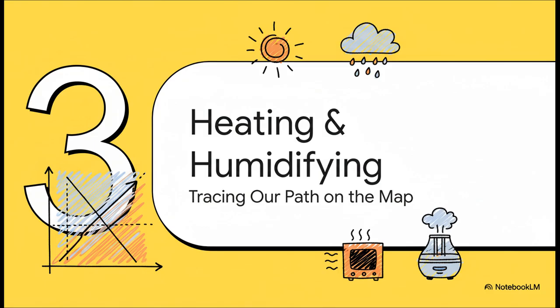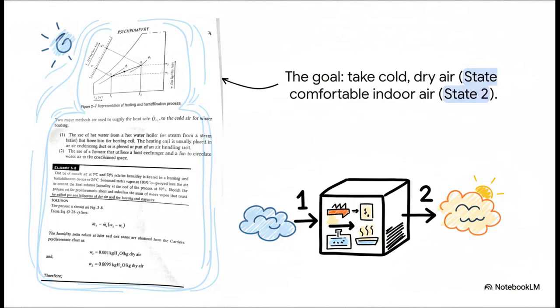All right, so now that we can read our map, let's actually use it for something. We can trace the journey of an air conditioning process, like taking that cold, dry winter air and making it warm and comfortable. So here's our mission. We're starting at what we'll call State 1. That's the cold, dry air outside. And our destination is State 2, the warm, cozy, and comfortable air we want inside. The HVAC system is basically the vehicle that takes us on this journey from one state to the other.